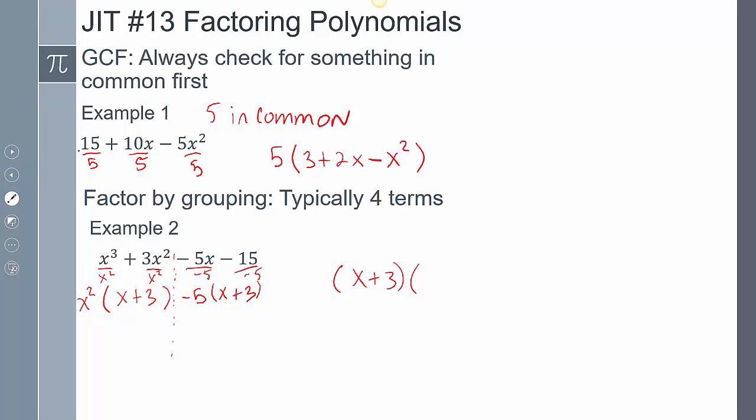Now, once you know that they're the same, you just rewrite one of them. Okay? Because the idea is now between these two terms, we have an x plus 3 in common. And so I factor out that x plus 3, which is here. And so what you're going to have left is this x squared and this minus 5. And so that's going to go into the other parenthesis. And so that's going to be my answer when I factor by grouping.